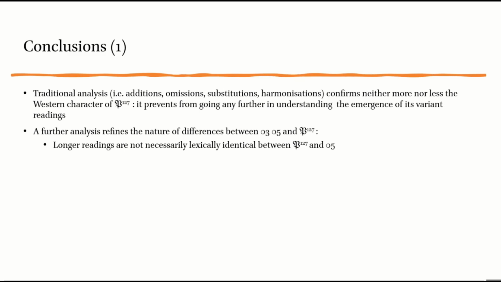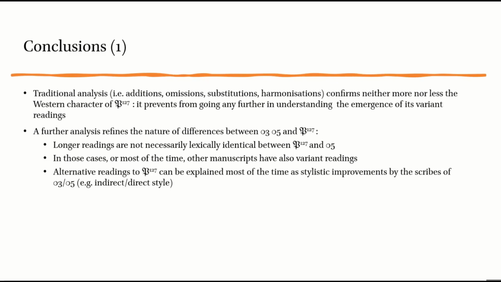However, a further analysis refines the nature of differences between the three. So longer readings are not necessarily lexically identical between 127 and 05. So it's still Western, but it has its own development, which is what Parker and Pickering have discovered. And in those cases, and actually thanks to the electronic ECM, most of the time other manuscripts also have variant readings showing that there must have been a problem, and it's not just an erratic development of the scribe of 127. And also finally that alternative readings to 127 can be explained most of the time, and this is also a work that I've conducted here, but because of lack of time, I can't show all the evidence. But that can be explained most of the time as stylistic improvements by the scribe of 03 or 05, who desired a better Greek in its text.